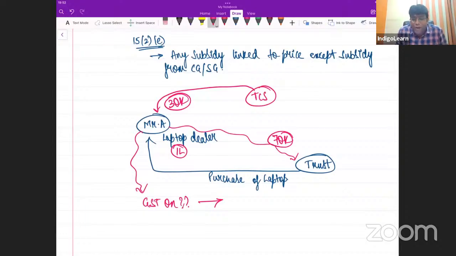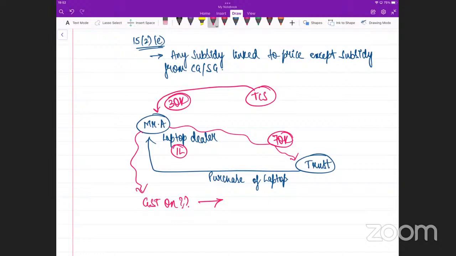Come on, please type in the chat box. 1 lakh rupees, sir. Type in the chat box, please.